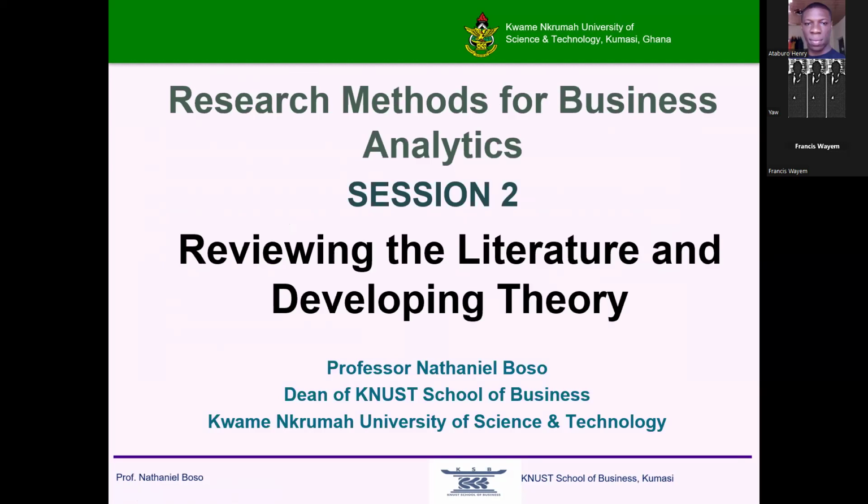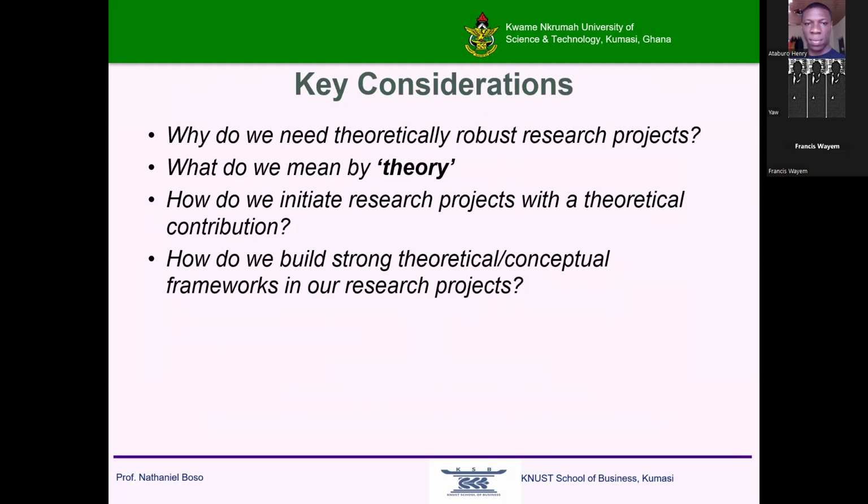All right. So session 2 is about reviewing the literature and developing theory. This is what we coined or we termed in the research process as the approach development. So just note that we are just following the business research processes. Okay, so why do we need theoretically robust research projects? You have identified the problem. You have made your broad statement. You have made your specific questions. Now the question is, why do we need theory to back our research? That is the approach development.